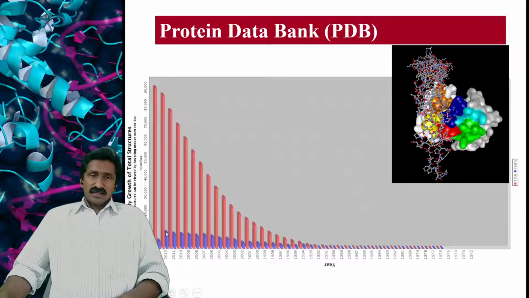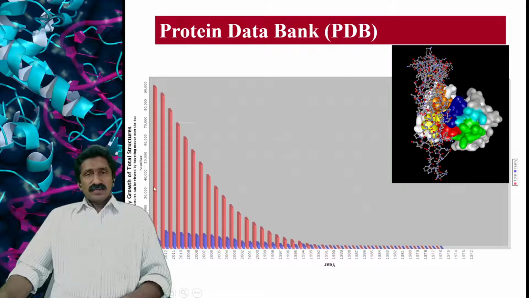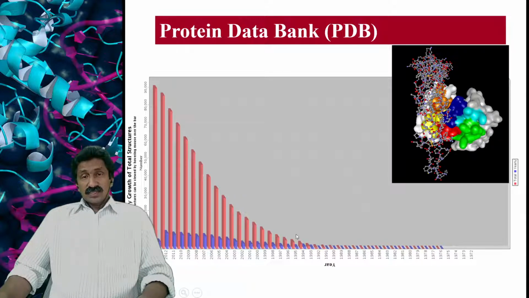So in a single year, what is the quantity that is added to the database? That is shown here. This is the total structures available in every year. So every year it is growing. And this is up to 2013, but you can see the same graph and extrapolate it further.